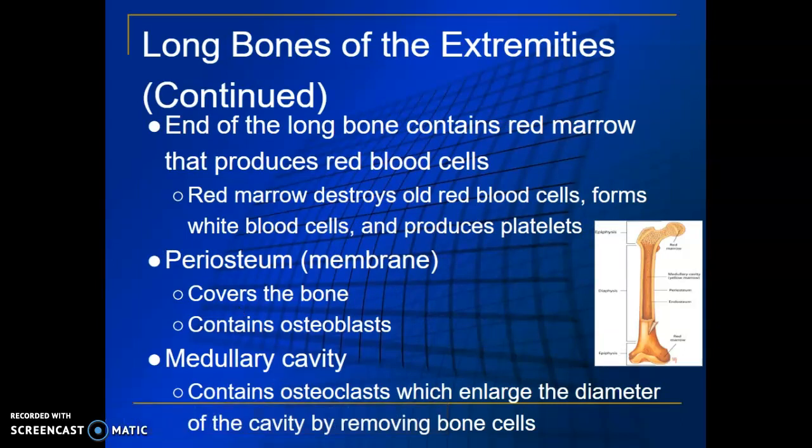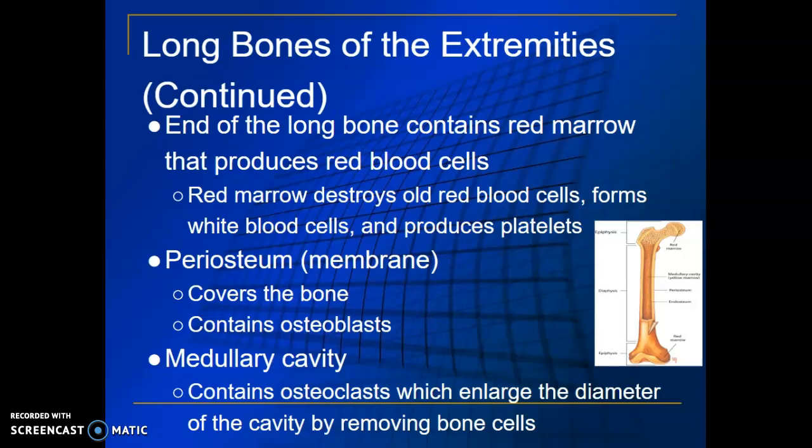Long bones, again, of the extremity. The end of the long bone contains red marrow that produces red blood cells. So that's where red blood cells come from. Red marrow destroys old red blood cells. It forms white blood cells and produces platelets. So the bone marrow, there's a lot going on in there, and it's where your blood is produced, the platelets that make up your blood.